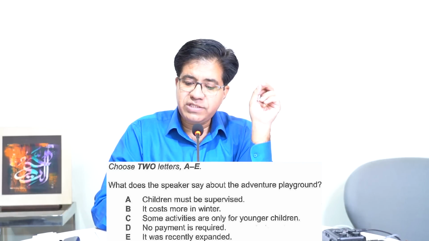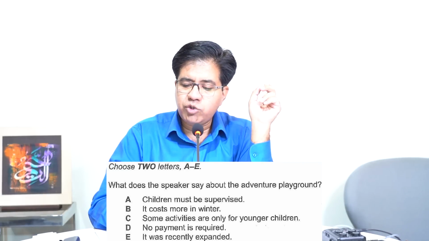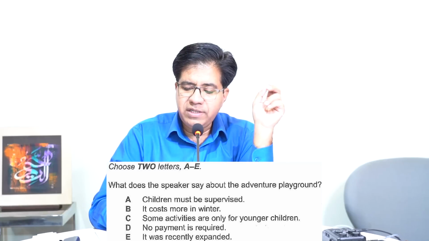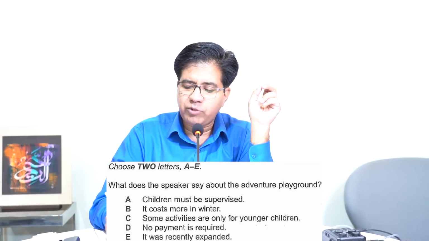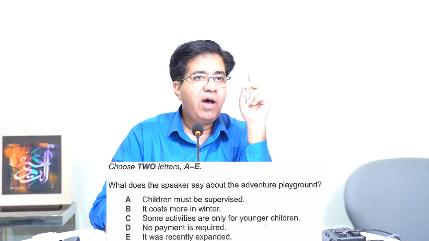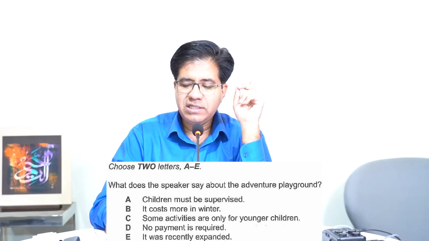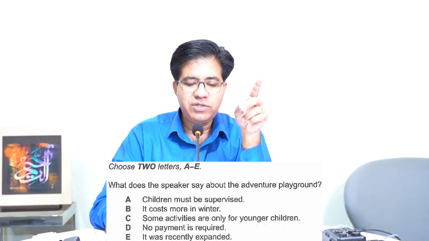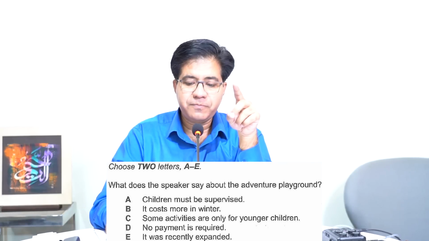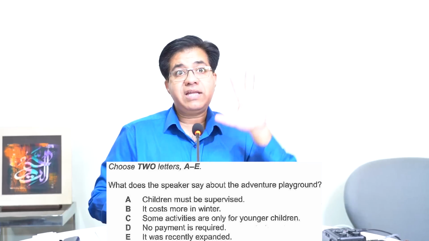Now I tell you how to identify wrong options. Whenever you get a double multiple choice question, first of all, read the question statement. Questions 17 and 18, choose 2 letters A to E. What does the speaker say about adventure playground? Okay. Now you need to see there are 5 things.